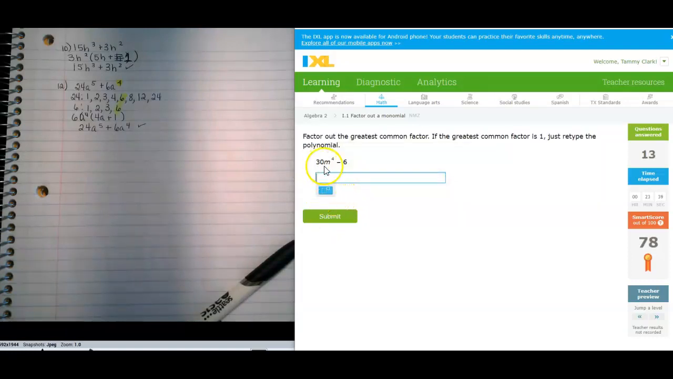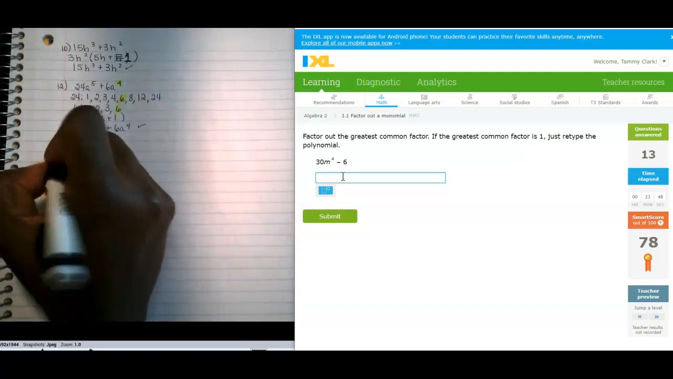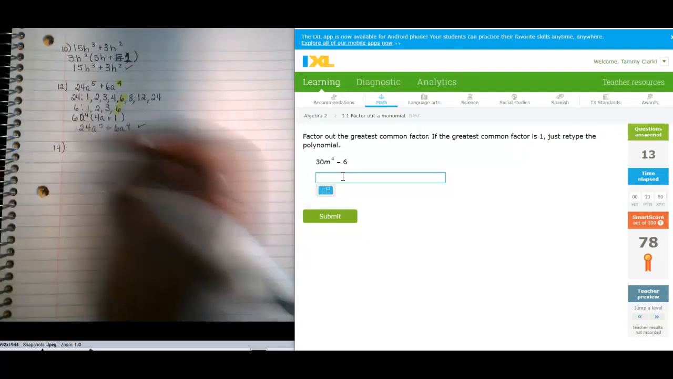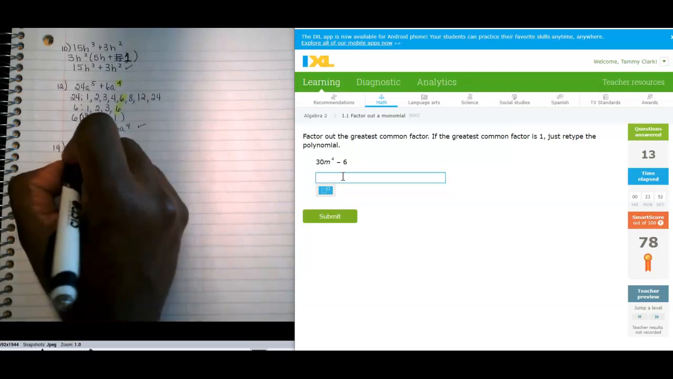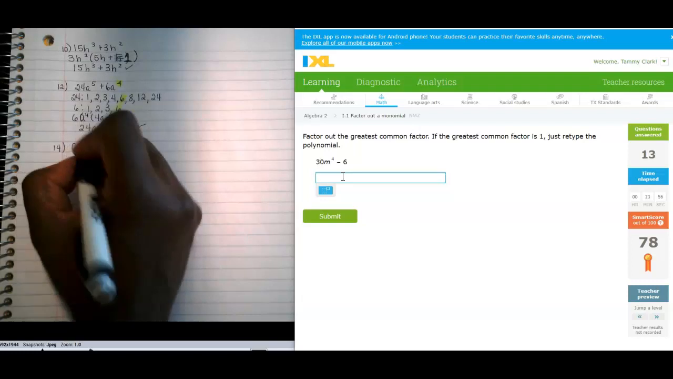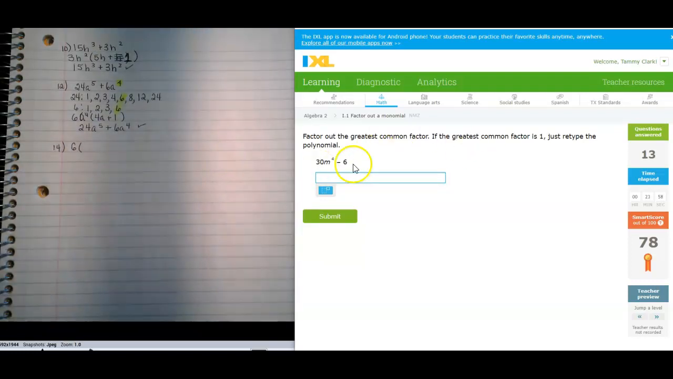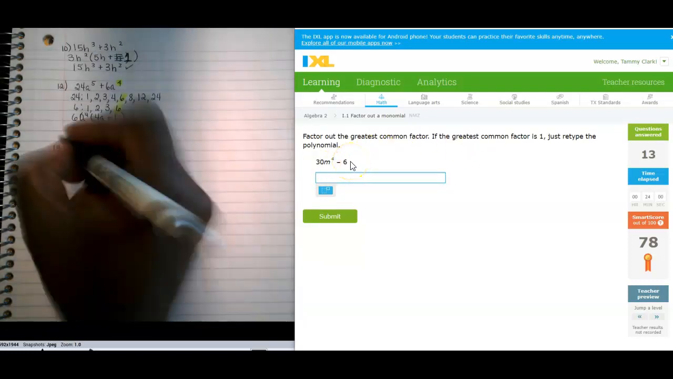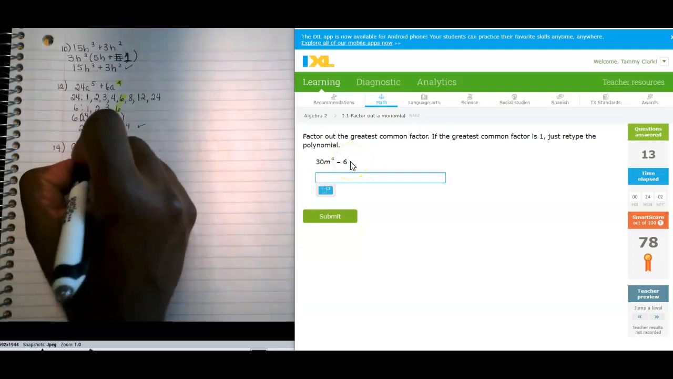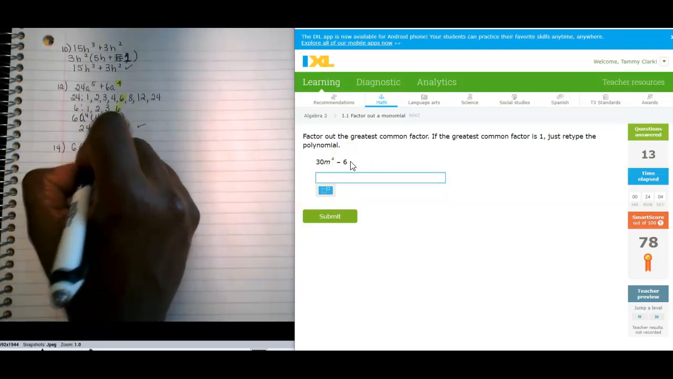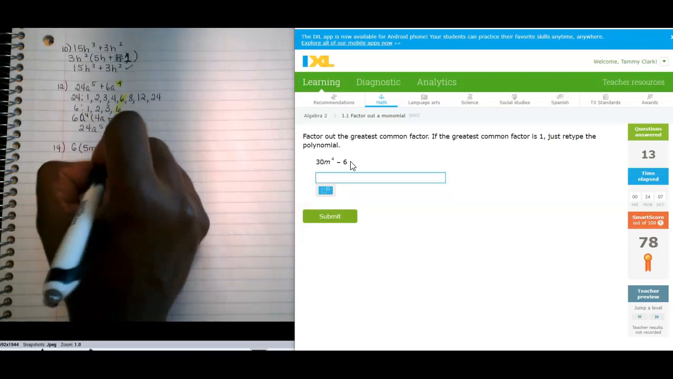And then we've got 30m to the 4th minus 6. Well, hopefully you're thinking, bing, bing, bing. 6 goes into 30 evenly. So we could think of this as 6, but we don't have any m's right here. So we can't take out any m's, so that would be 6 times 5m to the 4th, minus 1.